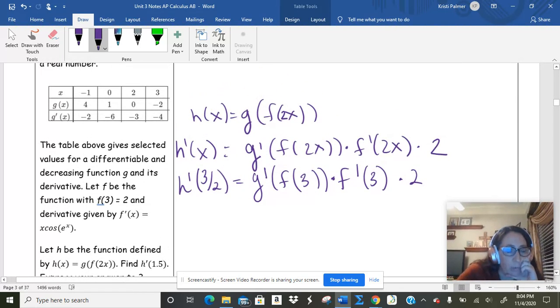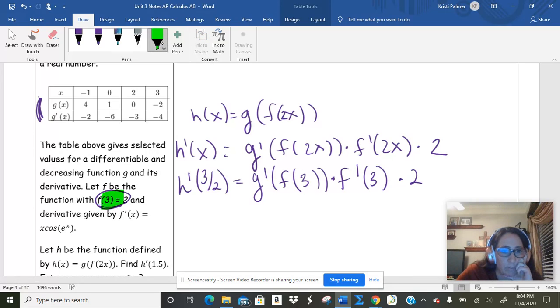So what else do I know? I'm only given g and g prime over here. I'm not given the f's. So what do I know? They told me that f of 3 is 2. So I know I can go plug that in. What about f prime of 3?